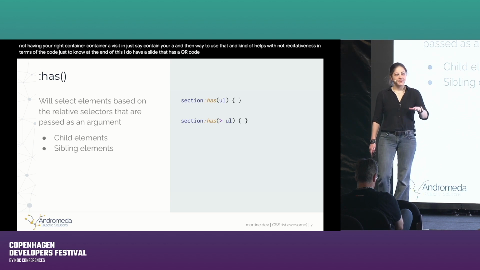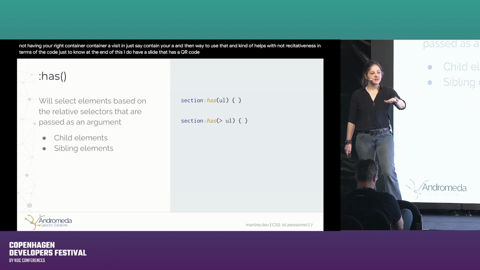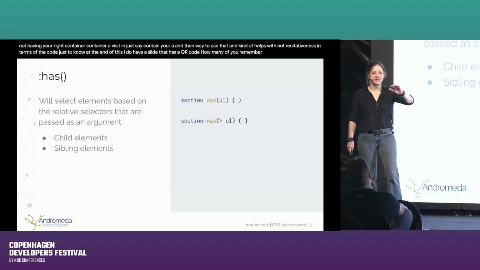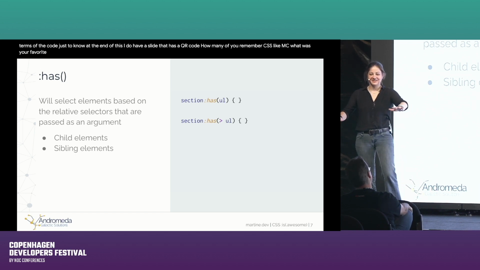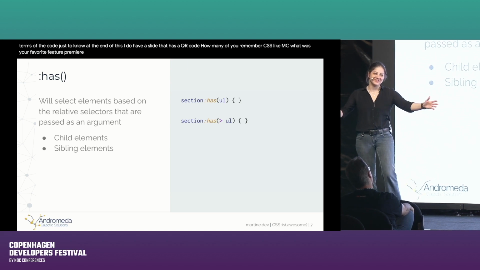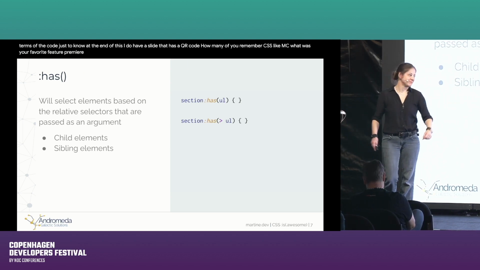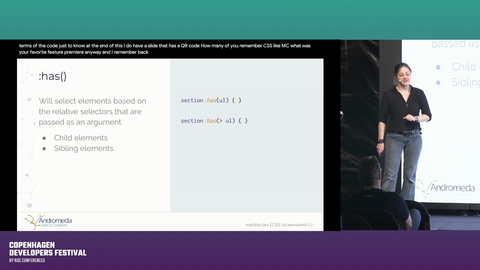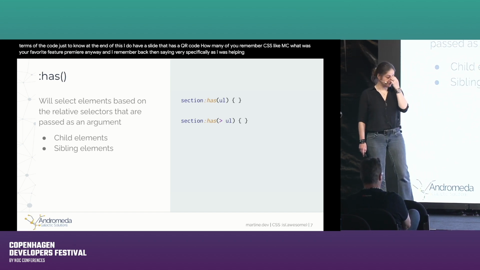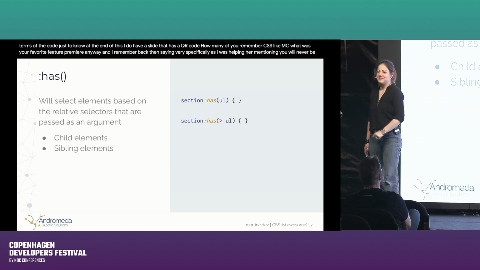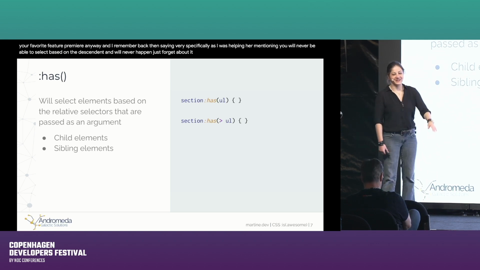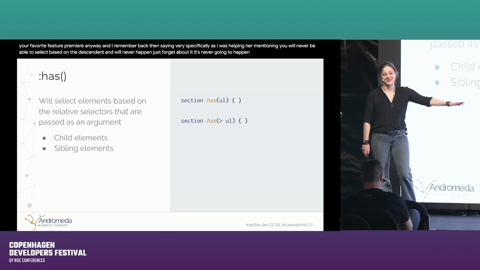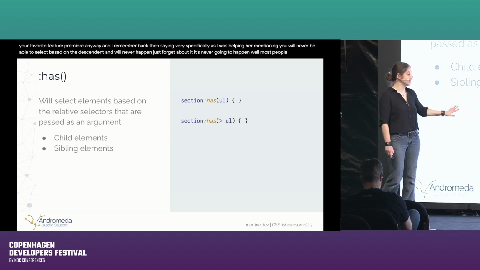So back in, and I'm going to date myself, but that's okay. How many of you remember CSS2? How many of you remember when CSS3 came out? What was y'all's favorite feature out of CSS3? For me, it was rounded corners. I know it's lame, but it was rounded corners. Anyway, I remember back then saying very specifically as I was helping or mentoring other developers, you will never be able to select based on a descendant. It'll never happen. Just forget about it. It's never going to happen. Well, I guess I get to eat my words and go find all of those people I've told that to, because now we can actually do that.